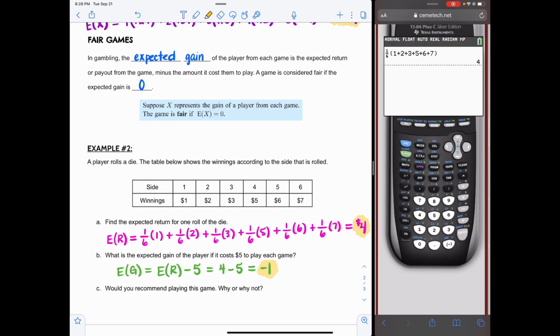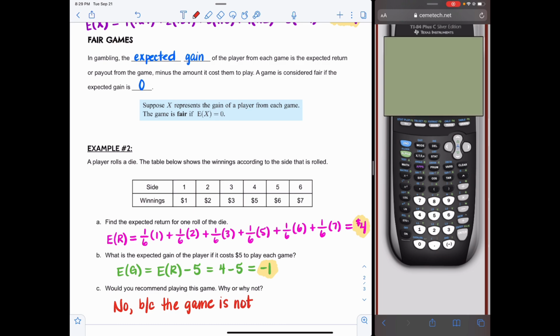Part C is asking us, would you recommend playing this game? Why or why not? We will say no here because the game is not fair. Remember, in order for a game to be fair, you have to have an expected value of 0. The expected value is -1, so it is not fair.